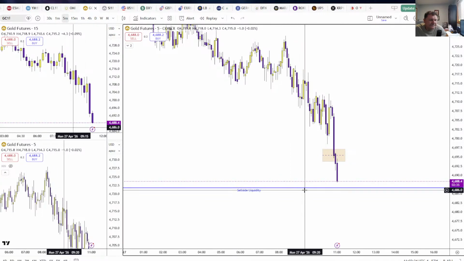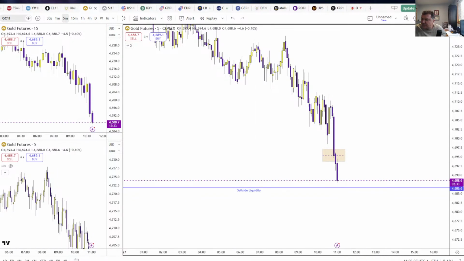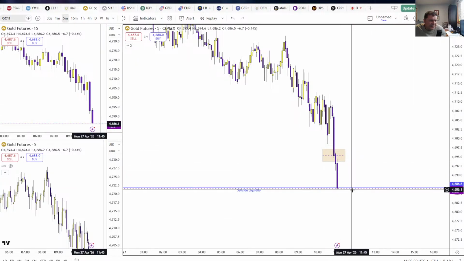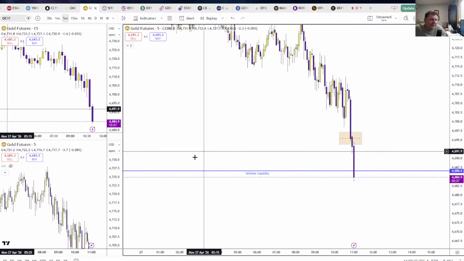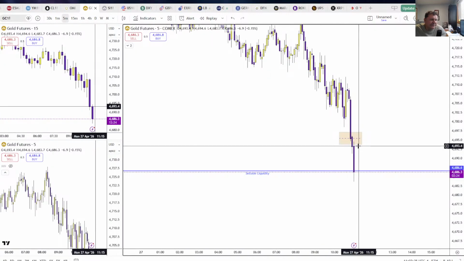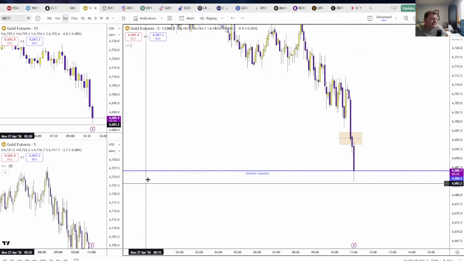Move your stop loss down to here, bang, done. Yeehaw! There you go. Sell side liquidity taken. Model 4, perfect hit, man.